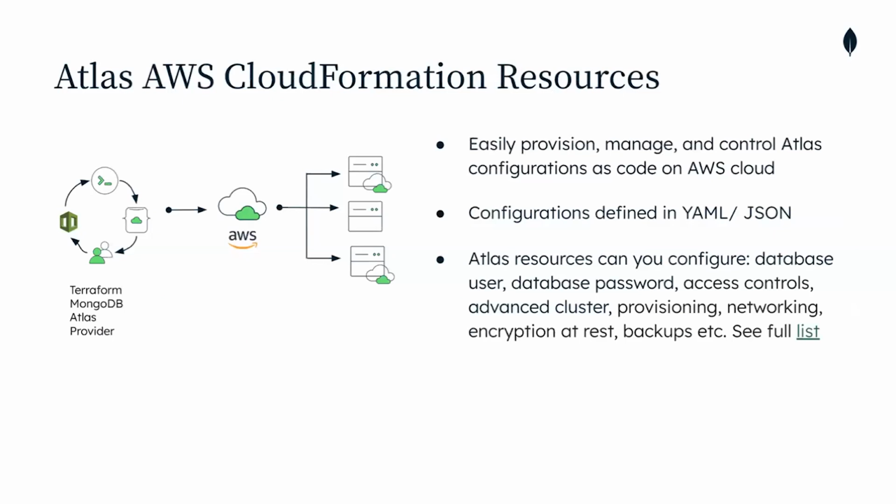So the CloudFormation resources, as I had mentioned, cover all the things that you could do with the Atlas Admin API from an administrative standpoint: creating your database user, your password, your access controls, your advanced cluster, all of that is possible through the CloudFormation resources, which you can easily download from your CloudFormation registry. And the configurations are defined in YAML or JSON format, right? When you're using CloudFormation, the one thing to remember is that you can provision your Atlas resources on AWS cloud only.